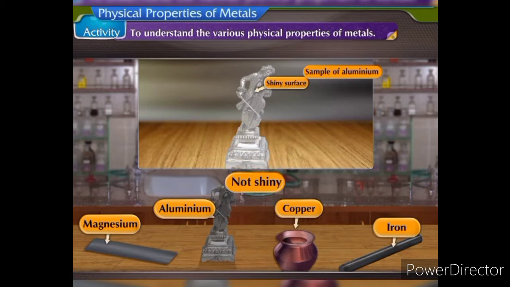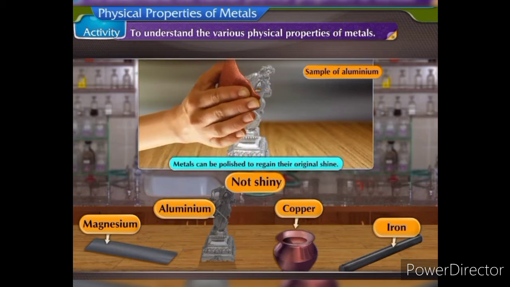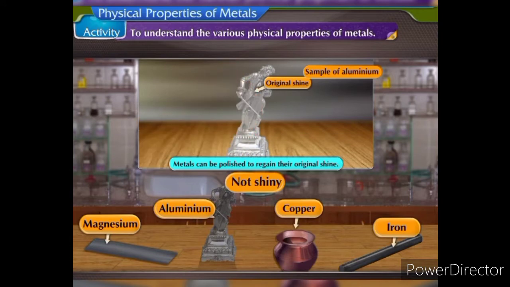Metals in their pure state have a shine. When they are kept exposed to air for a long time, they react with oxygen and moisture in the air and lose their shine. They can be polished to regain their original shine.